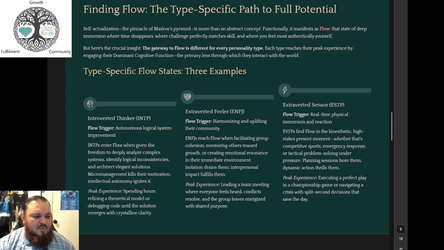Just to go over a couple of them, we have the introverted thinker. They find their flow through logical system improvements. For example, an INTP enters flow when given freedom to deeply analyze complex systems, identifying logic inconsistencies, things like that. And then we have an extroverted feeler. Their flow trigger might be harmonizing and uplifting their community. An ENFJ reaches flow when facilitating group cohesion, mentoring others toward growth, and creating emotional resonance in the immediate environment. These are the types of things that people can find self-actualization or their flow.